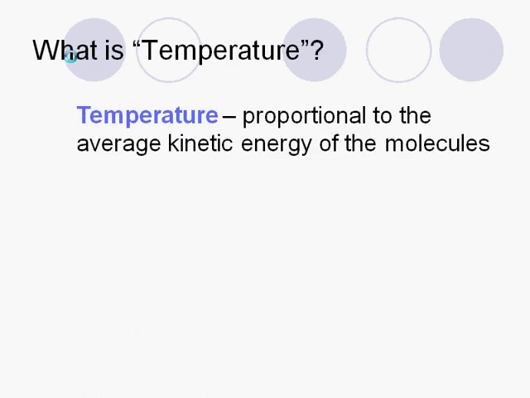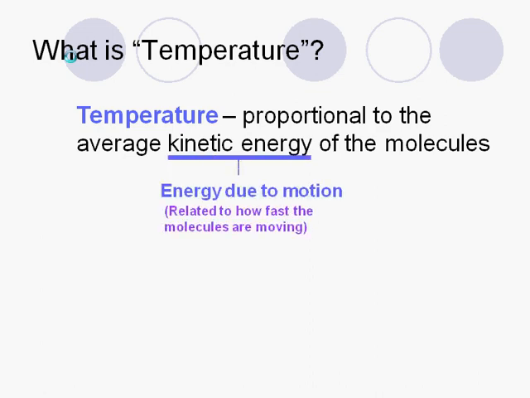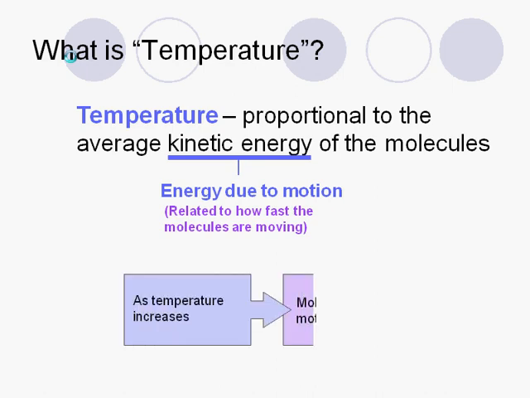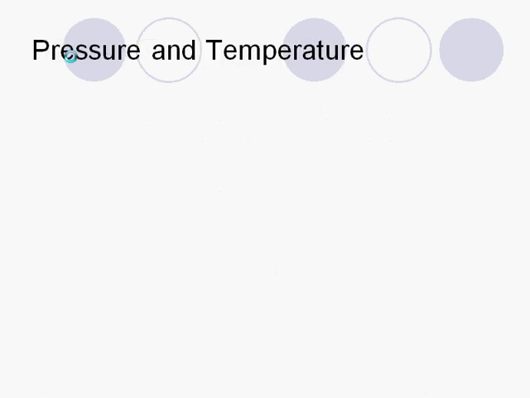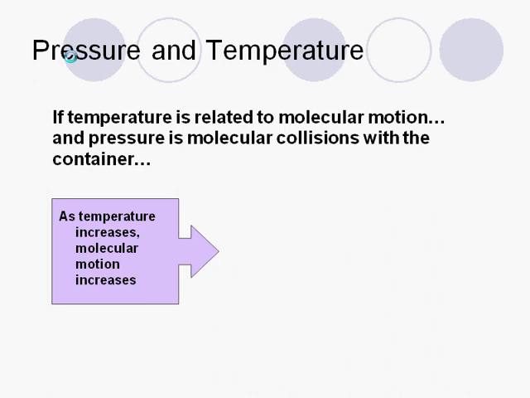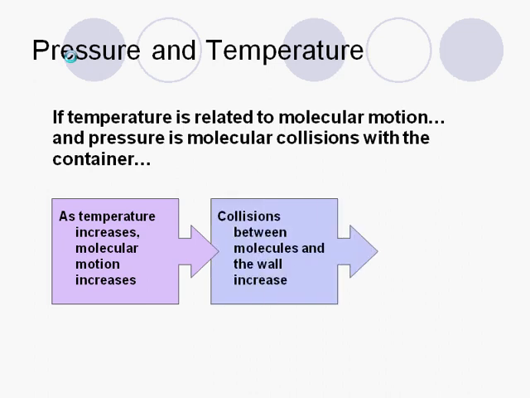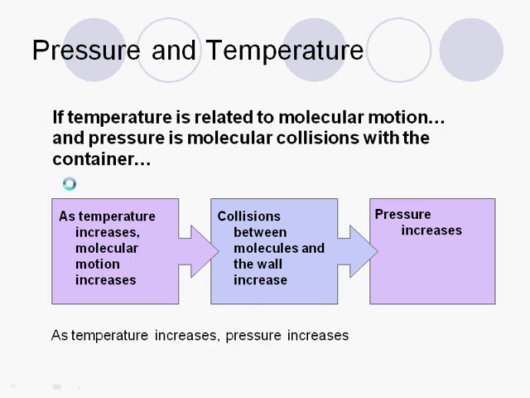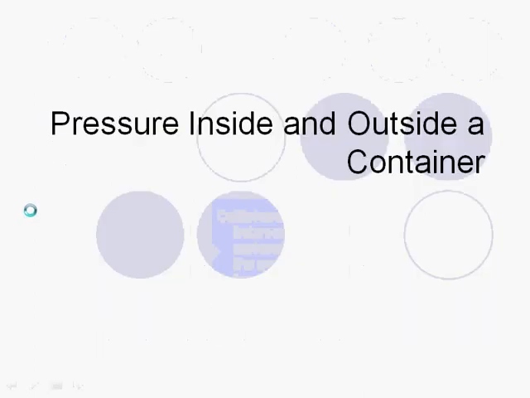And what about temperature? Well, temperature we talked about is proportional to the average kinetic energy of our molecules. So the faster our molecules move, the higher the temperature is. Kinetic energy is energy due to motion, and again it relates to how fast the particles are moving. So as temperature increases, the motion of our particles increases. So if the temperature increases, we know that our collisions are going to happen more often. The particles are going to be moving quicker, and so our pressure should also increase. So as temperature increases, pressure increases.